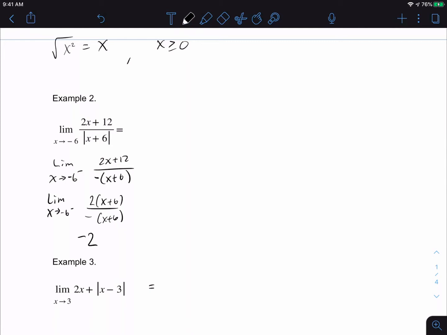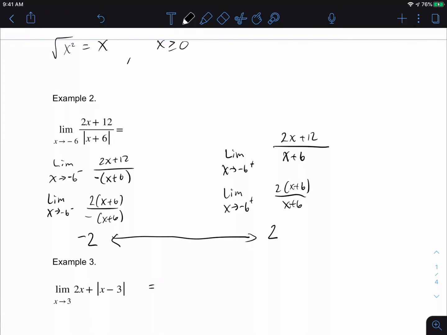So let's see if it's going to be the same thing as I come from the right. If I come from the right, I'm going to have negative 5.999999. What's in the absolute value? Isn't it a positive number? Yes. Since it's a positive number, I need to use the positive case, which is just x. That's x plus 6. Then some simple algebra occurs, and I'm going to get 2x plus 6 over x plus 6, which gives me 2. Are they equal? So that tells me that this is D and E.